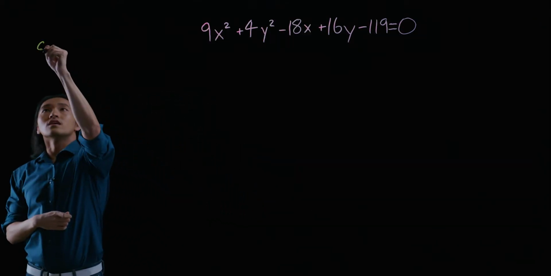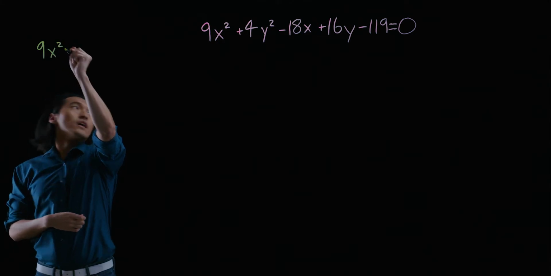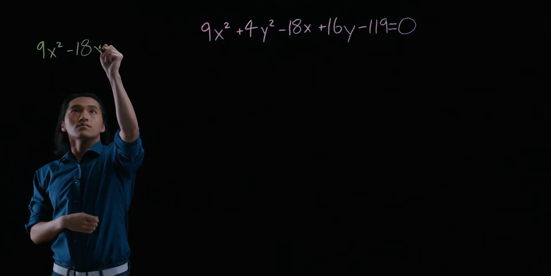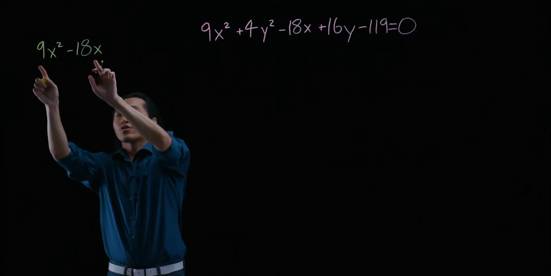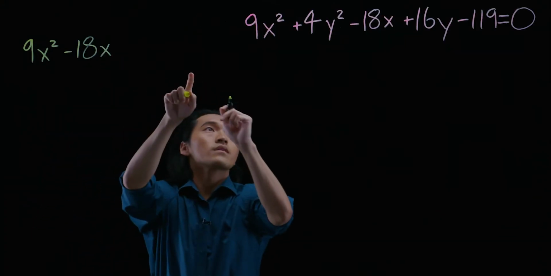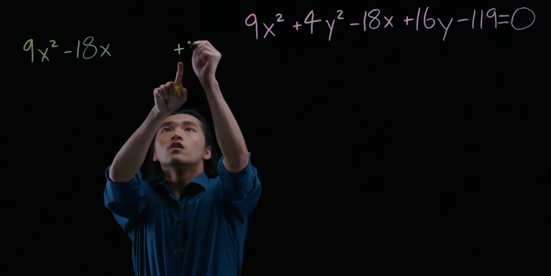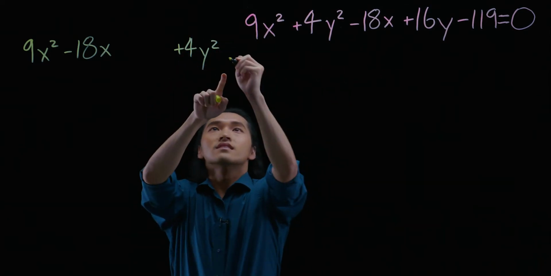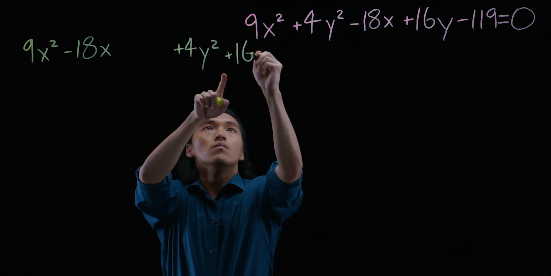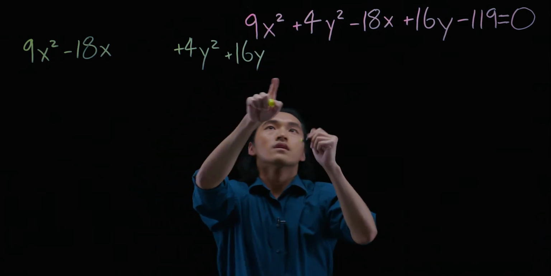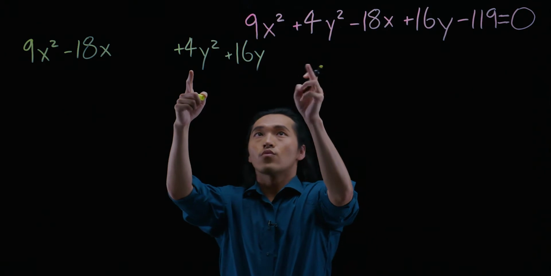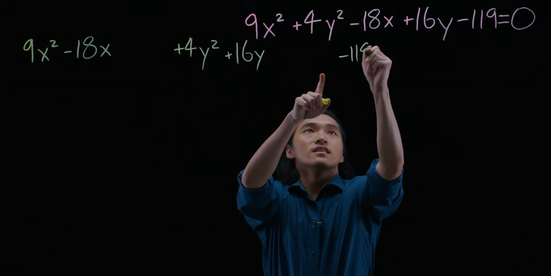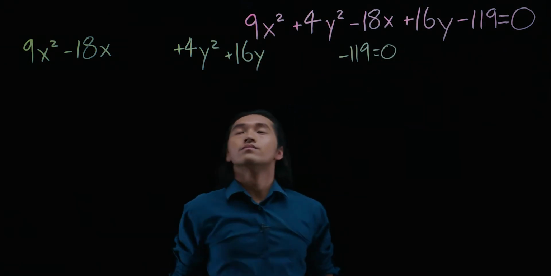So this becomes 9x squared minus 18x, and then I'm going to leave a little bit of space because we're going to complete the square later, plus 4y squared plus 16y, leave a little space because, again, we're going to complete the square later, minus 119 is equal to 0.